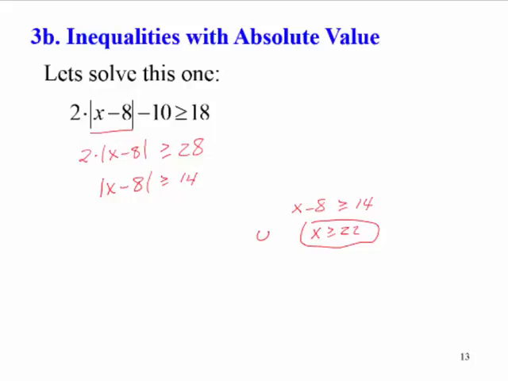Union with, well, x minus 8 could also be less than or equal to minus 14. Adding 8 to both sides, we get x is less than or equal to minus 6. So we have both of those. That and that is our solution set.